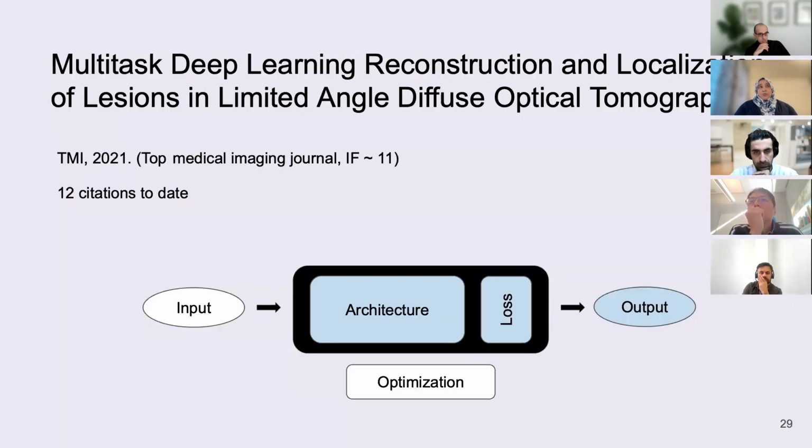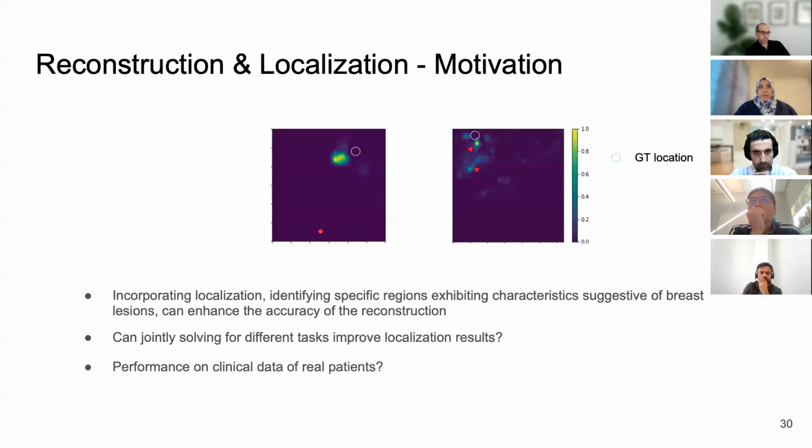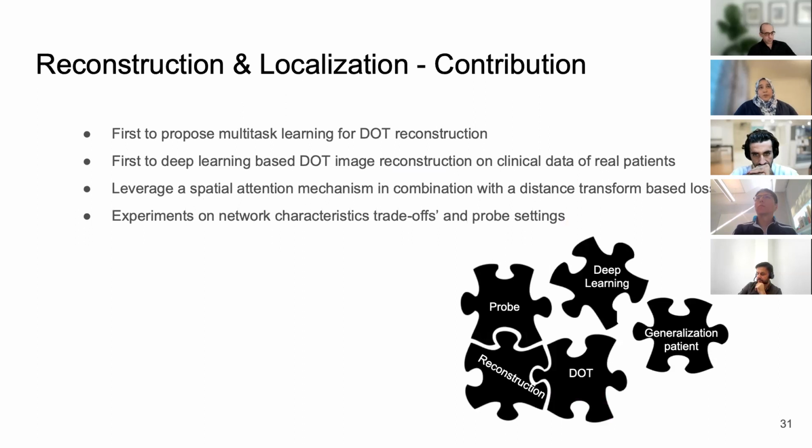So in our next contribution, we'll focus on multitask deep learning for jointly reconstruction and localization of lesion. This paper has been accepted in TMI 2021. The main idea here is, can jointly solving different tasks improve localization results? And how would our performance be on a real clinical data set of real patients? So we propose here the first multitask learning for diffuse optical tomography reconstruction and propose the first model that tests on a real clinical data set.